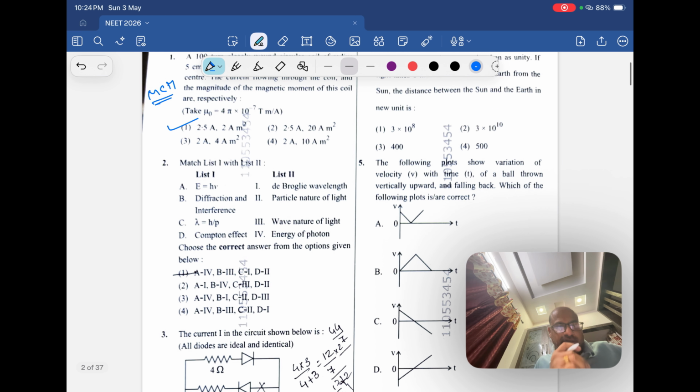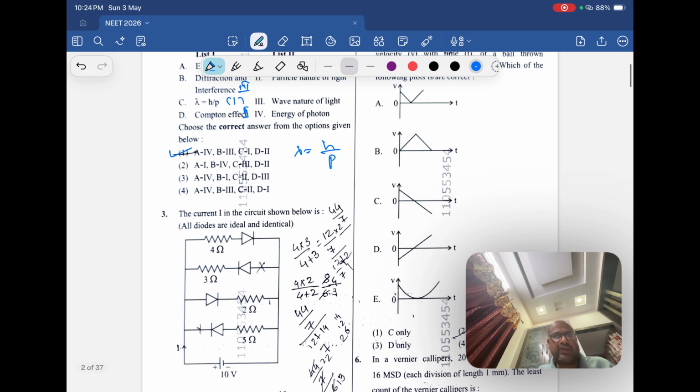Next, coming to the second question, match the column, from the modern physics part. The energy of the photon, all of you know, E is equal to h nu, so E you can match with 4. Diffraction and interference are wave nature of light, right? So you can mark 3. Lambda is h by p, the de Broglie wavelength formula, so wave nature, de Broglie wavelength is given directly, so this is 1. And then the Compton effect, which is for particle nature of light, so you can say 2. So 4 3 1 2, option A. Okay, right, students.